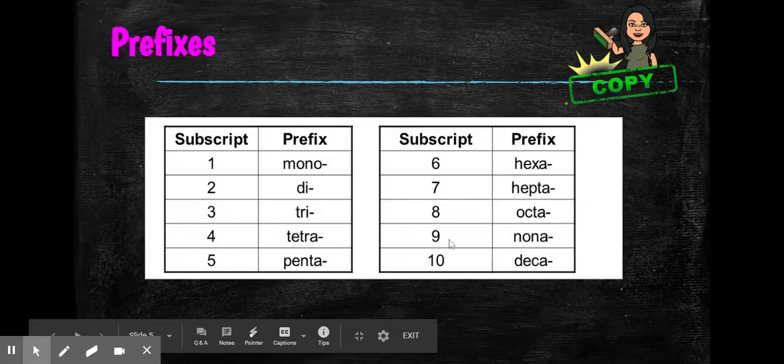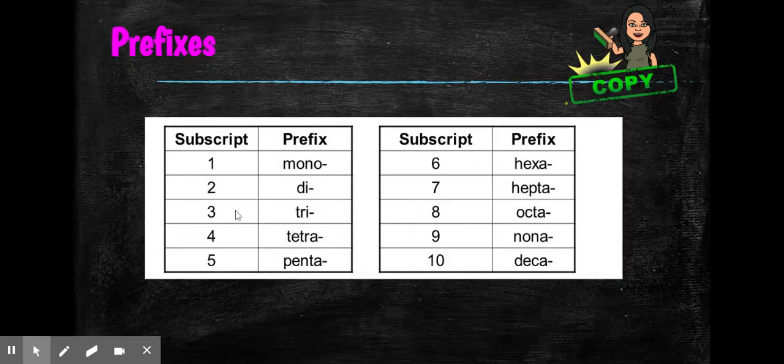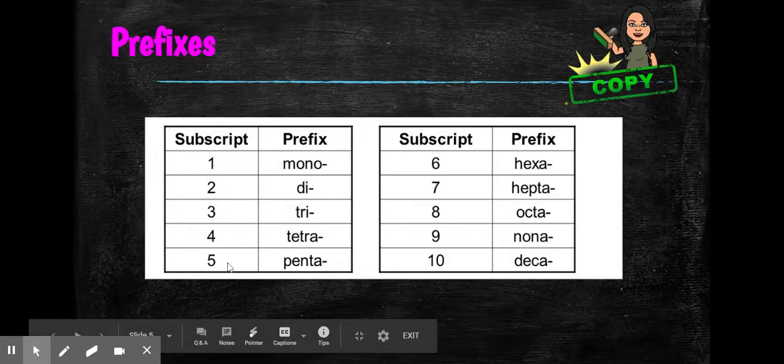Here are the prefixes. It's very important that you know these prefixes, that you have these memorized. Let's go through them. 1 is mono, 2 di, 3 tri, 4 tetra. Most of you know these, at least these first 4. I know 4 from tetra, okay? And then you've got 5, which is penta, like the pentagon has 5 sides.